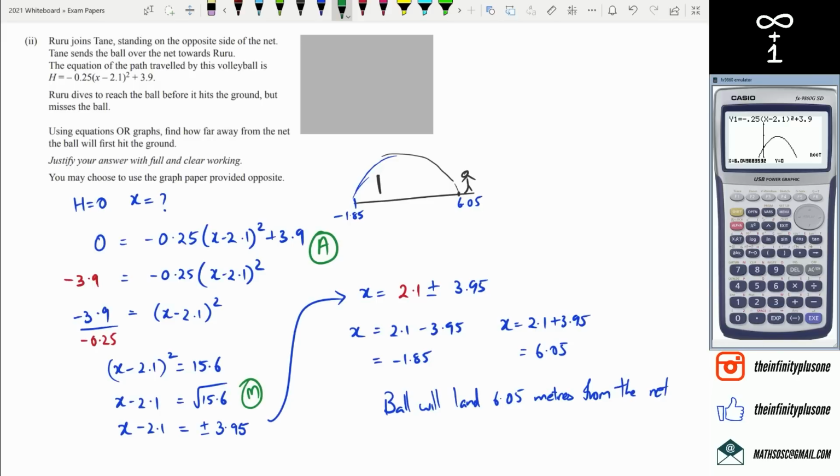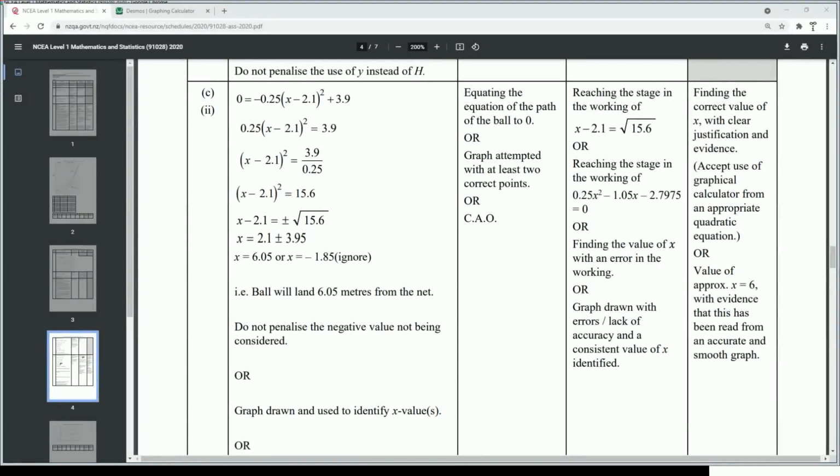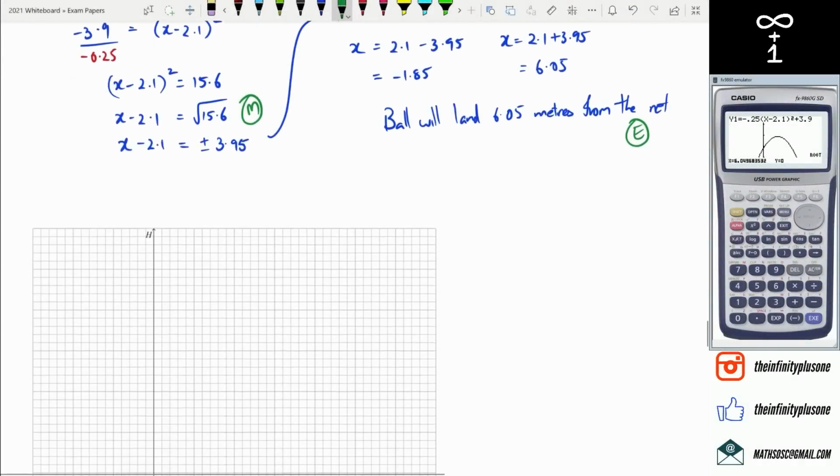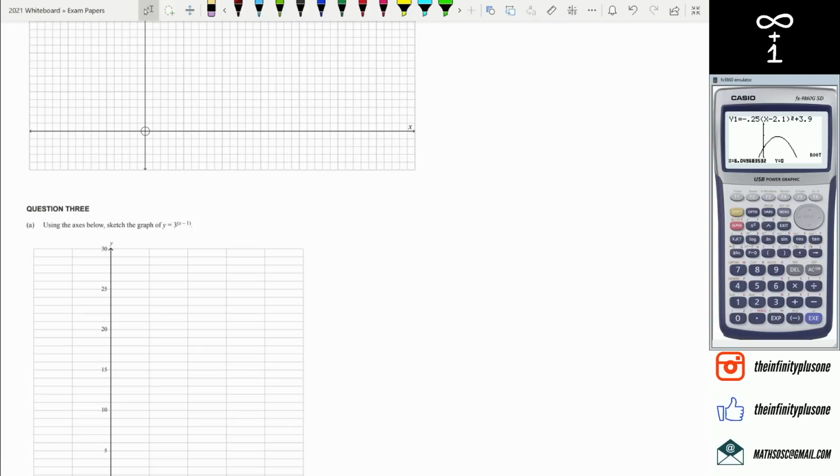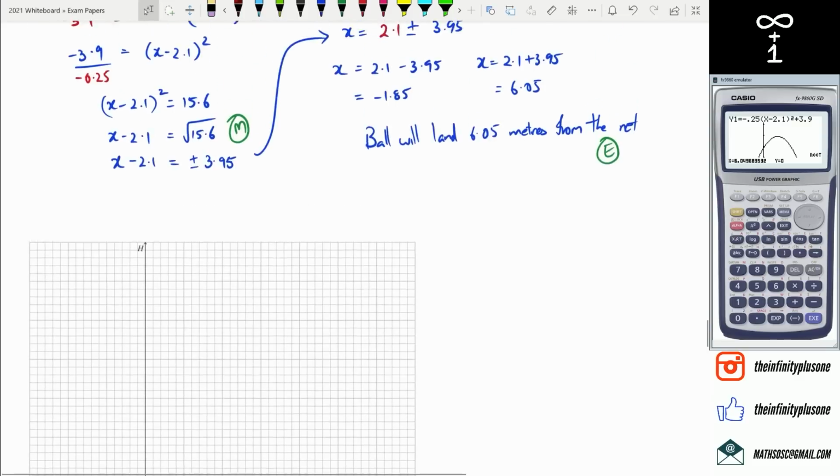yeah, that'll get you only an achieved by the looks of it, because I'm just trying to look at here. Correct answer only gets you an achieved, so that's a 6.05. But finding the correct value of x with clear justification and evidence, yeah, I guess if they ask for that, then you're going to have to show some sort of working to get a full excellence grade. Okay, we go to the next question, if it loads. Now, that was basically it for that question, guys.